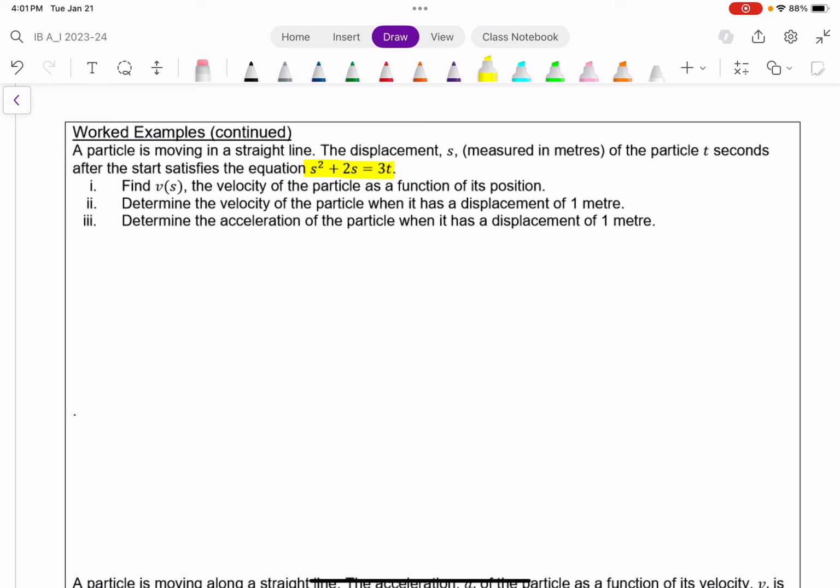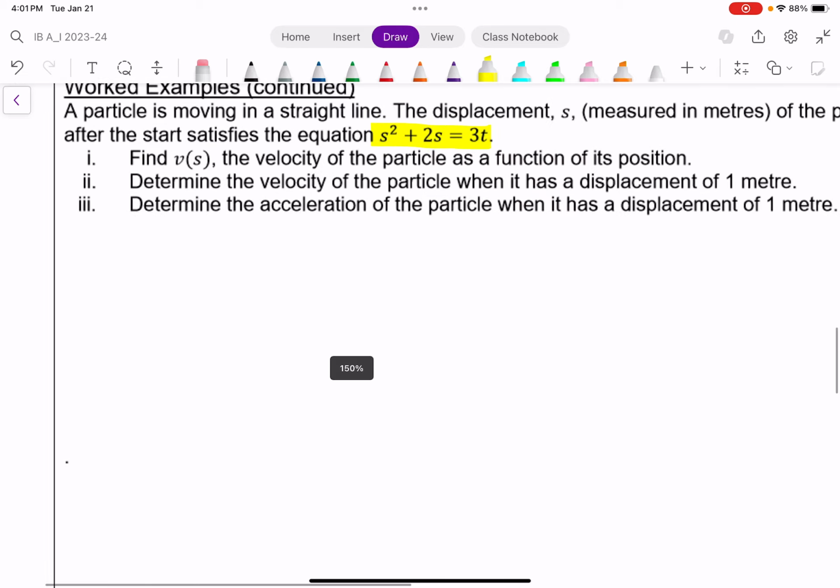Now remember, velocity is the derivative with respect to time of displacement. So even though this function we see here is not solved for s, we can still differentiate with respect to time, and that'll tell us the velocity. And so it's called implicit differentiation. We've done it a little bit, especially with our related rates questions.